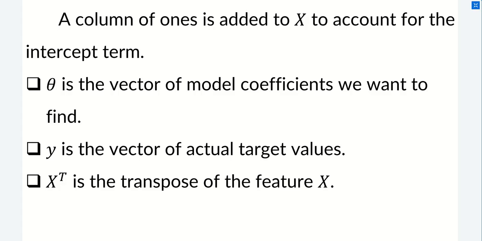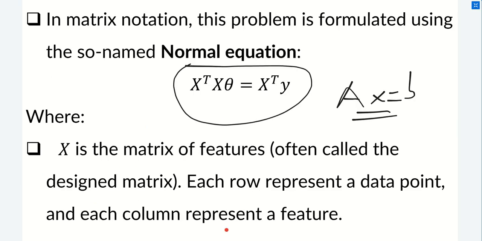So here, theta is the vector that we are looking for, the model. Then this is our target and this is our feature. So this is what we are looking for. This is our feature.